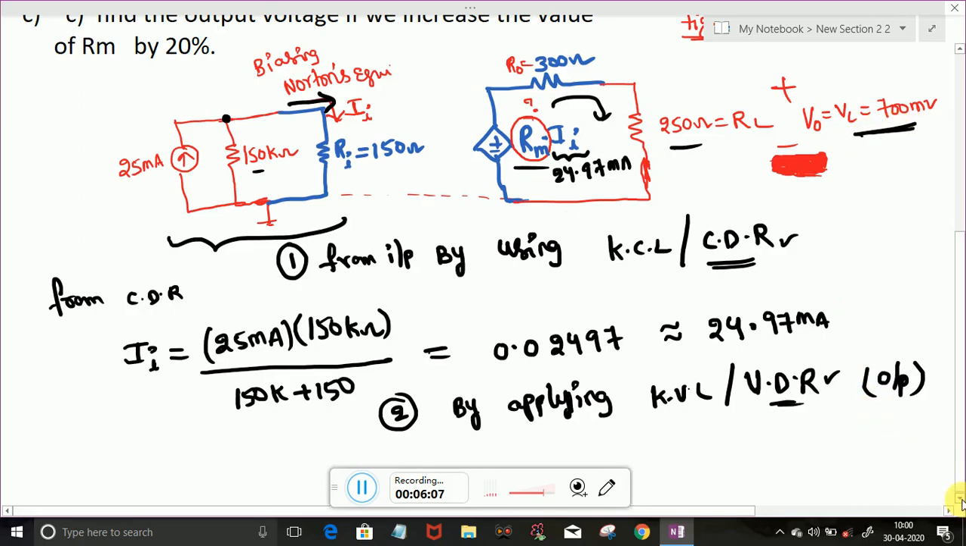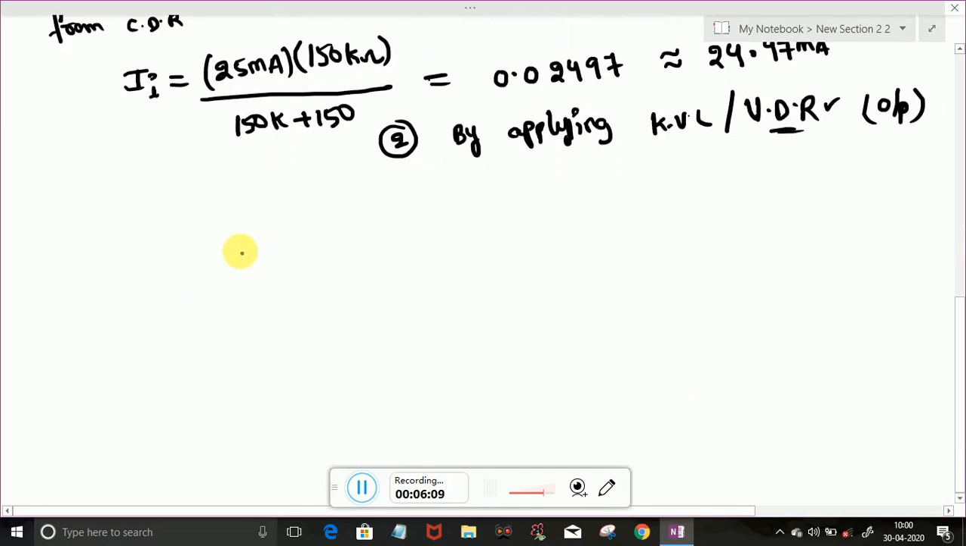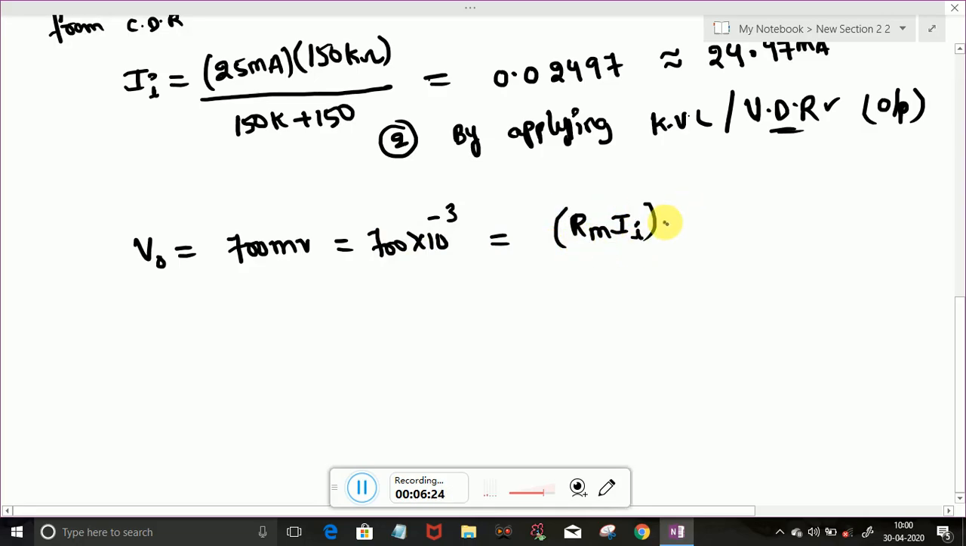So now the equation will be V out, which is given as 700 millivolts, which is equal to 700 into 10 power minus 3 volts, equal to Rm into II, that is the dependent voltage, into the load RL by RL plus R0. Now you substitute the values.